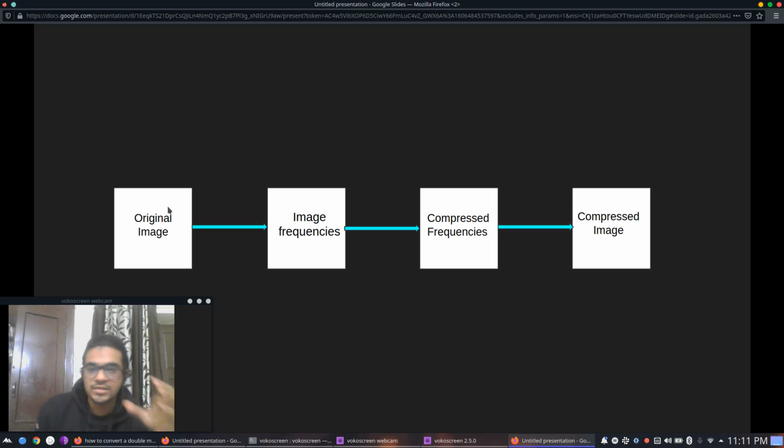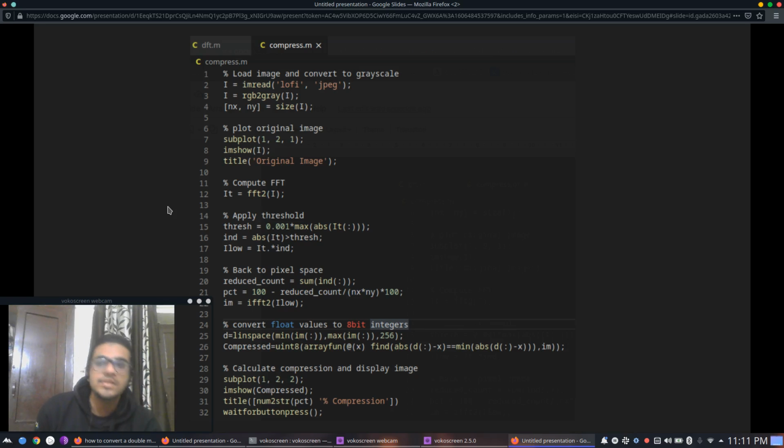This essentially reduces the amount of data that you need to store the image. This is where the compression part happens. And then if you want to see the compressed image, you can simply apply the inverse Fourier transform on these compressed frequencies and get back a compressed image. The complete code example for this is right here.